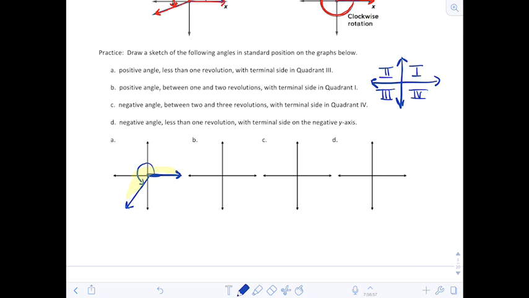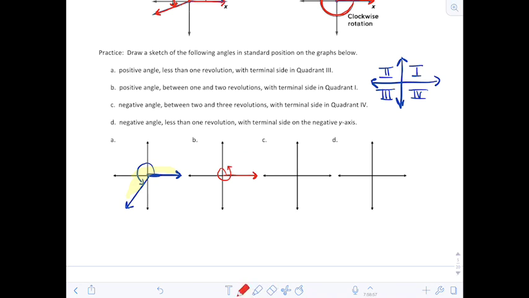Okay. Letter B says a positive angle between 1 and 2 revolutions. So more than one full circle around, but not quite 2 revolutions. And we want the terminal side in quadrant 1. So we want to end somewhere in here. So we're going to start on the initial side, positive x-axis, and we're going to rotate counterclockwise. We're going to go all the way around once. And then we begin a second revolution, but we stop somewhere in the first quadrant.